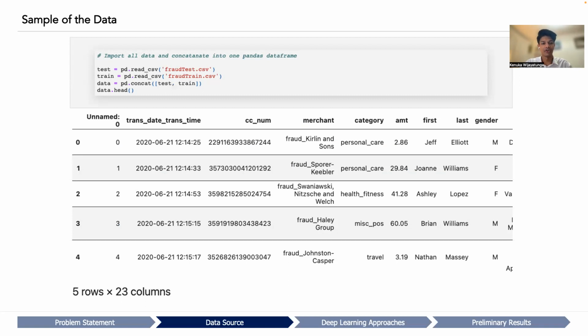And as you can see, each row is a unique transaction with its own characteristics based on the transaction as well as the individual.